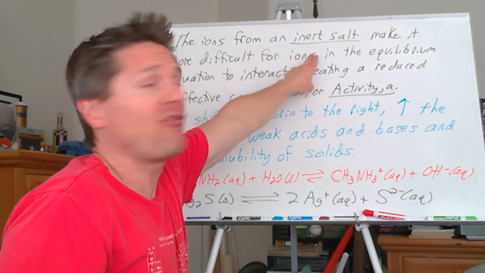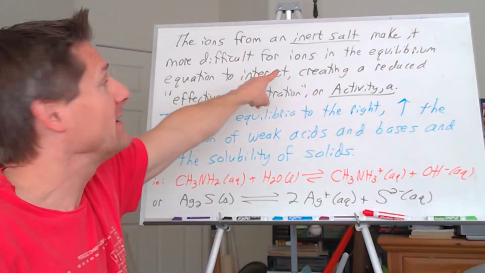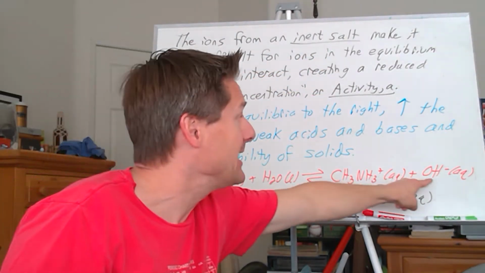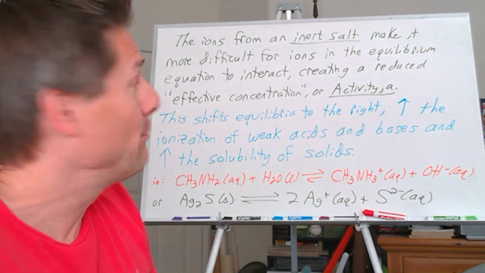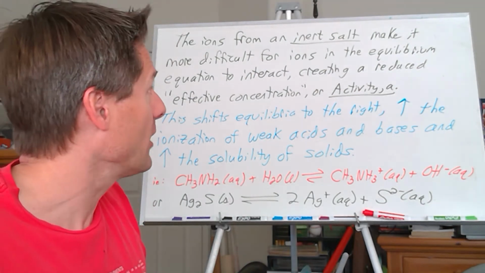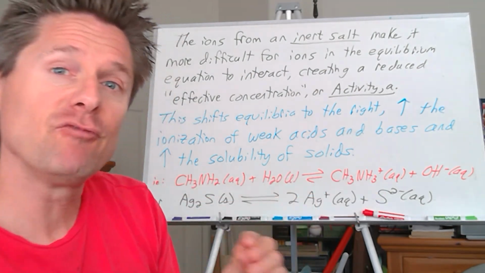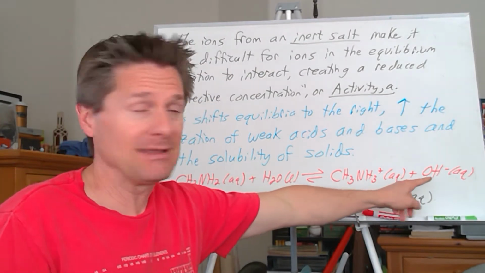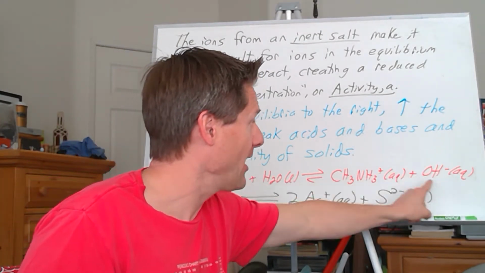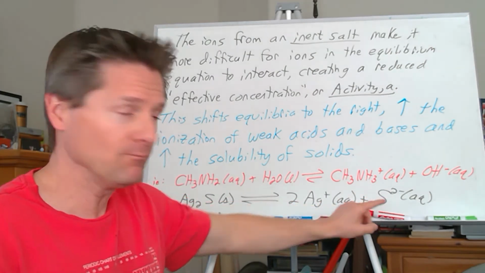So the ions from that inert salt make it more difficult for the ions in the equilibrium, like we showed on the last page, to recombine or interact with each other, creating an effectively reduced concentration. So if I have potassium ions, they're going to surround this hydroxide or this sulfide. Here are examples.